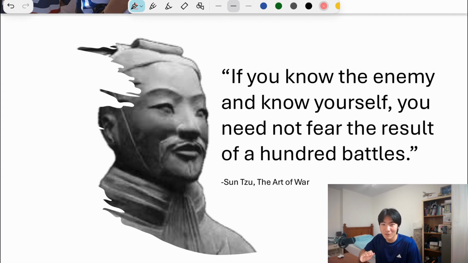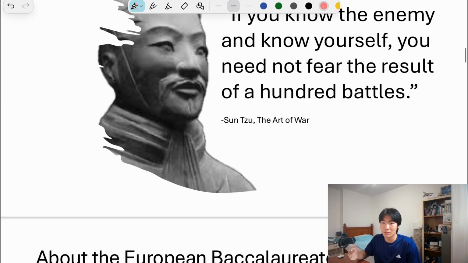I think not only for the European Baccalaureate, but also if you're taking, for example, SAT, AP, IB, or any types of external exams besides the European Baccalaureate, it's a useful mindset to have. If you know your weaknesses and your strengths, you should be capable of taking hundreds of these exams without fearing that you're going to get a bad result because you know the contents of the exam, right?